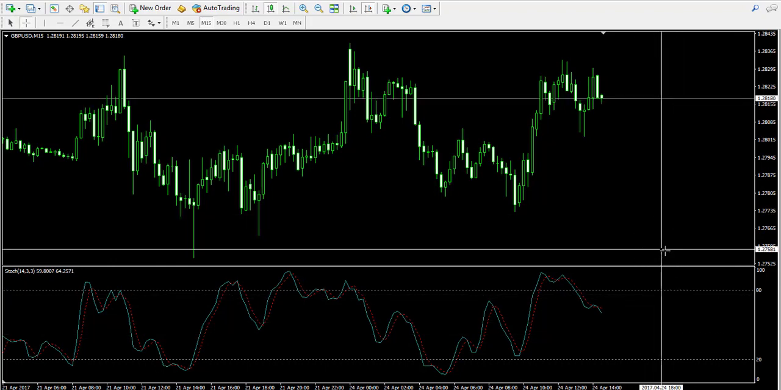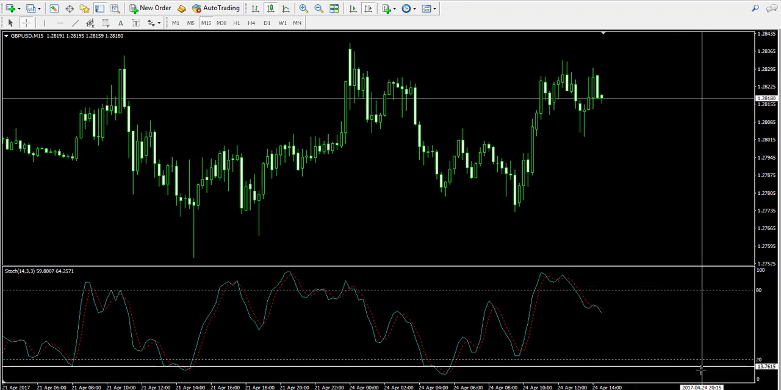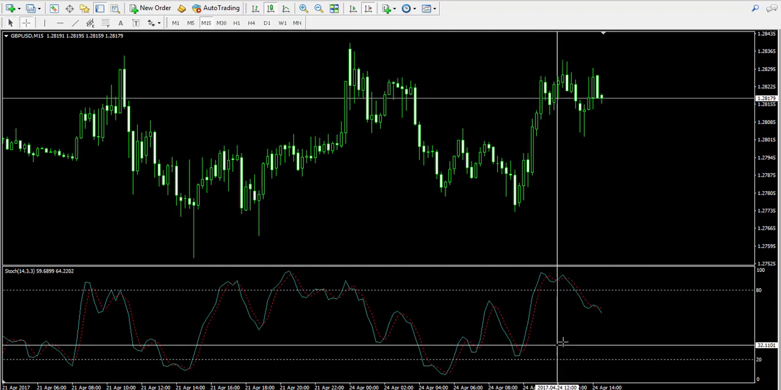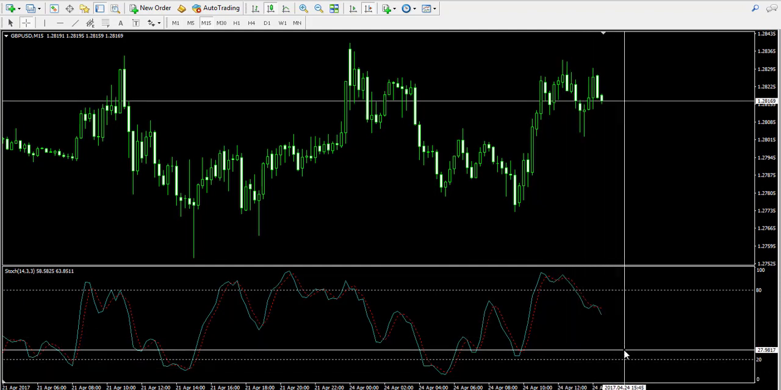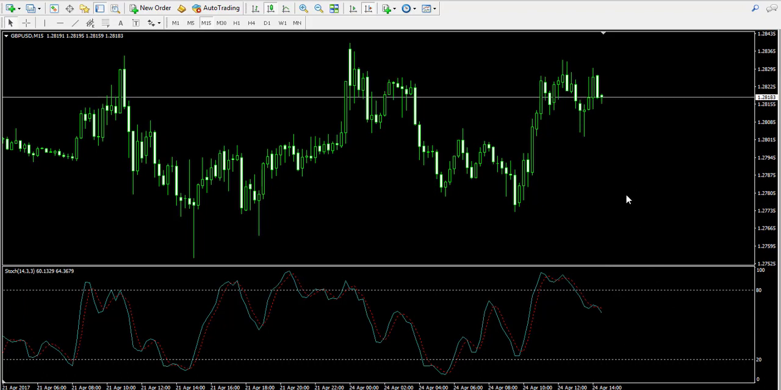So the oscillator has two zones, an overbought zone over here between 80 and 100 and an oversold zone between 0 and 20. So when the indicator goes into the overbought zone, this is a signal that the price is likely to decrease. There are a lot of buyers and probably the forex pair is overbought, so it's likely to create a turning point on the chart. When the indicator goes into the oversold zone, it gives absolutely the opposite signal. The pair is probably oversold and the price is likely to increase.